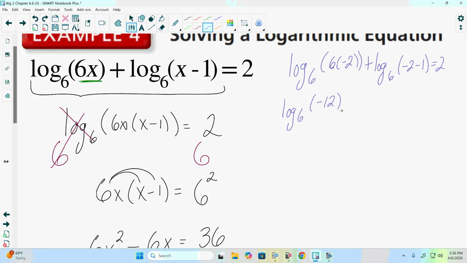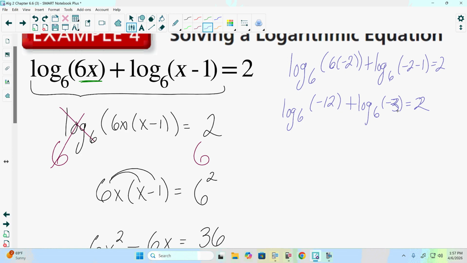As I simplify that first log, log base 6 of 6 times negative 2 would be log base 6 of negative 12. Realistically, I can stop there because that's as simplified as that gets. I have a negative inside the log. I cannot take logarithms of negative numbers, so we throw it out, we're done. Even if I kept going, plus, I get log base 6 of negative 3. I can't take that one either.